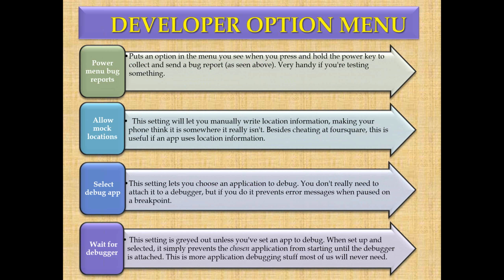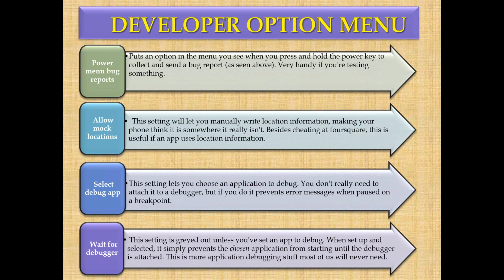So power menu bug reports, you can just put an option in the menu. You see when you press and hold the power key, you can collect and send a bug report. So you see in Android, the developer options already have these reports integrated, the opportunity to run this, execute this report, and collect the data and send it.